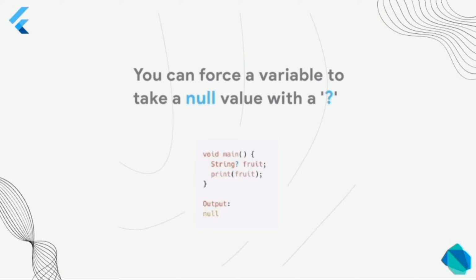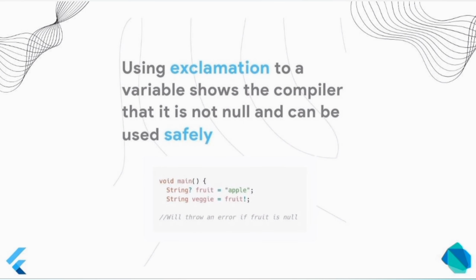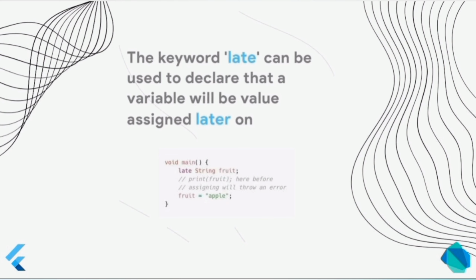You can force a variable to take a null value with a question mark. Using an exclamation mark on a variable shows the compiler that it is not null and can be used safely. The keyword late can be used to declare that a variable will be assigned a value later on.